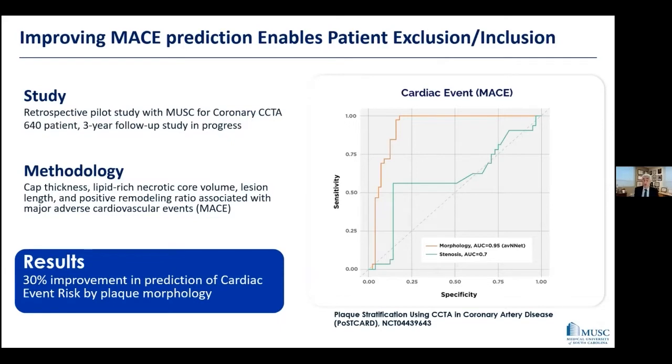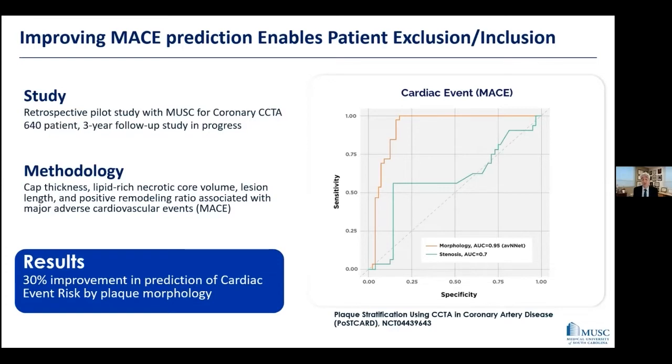The area under the curve was 0.7, certainly better than chance, but look at the improvement by adding more morphological measures. And now in yellow, we were able to identify with an AUC of 0.95, a huge improvement in the area under the curve, a 30% improvement in the prediction of cardiovascular event risk by using plaque morphology measures on top of CT angio. And keep in mind, these images were already obtained.